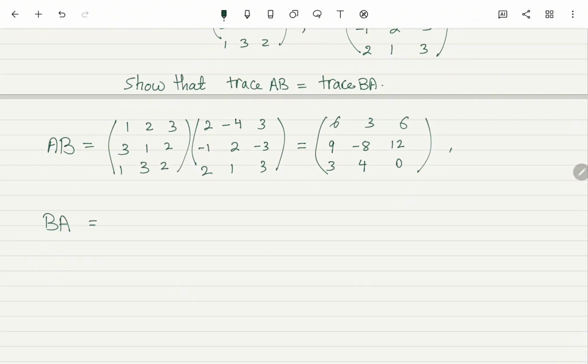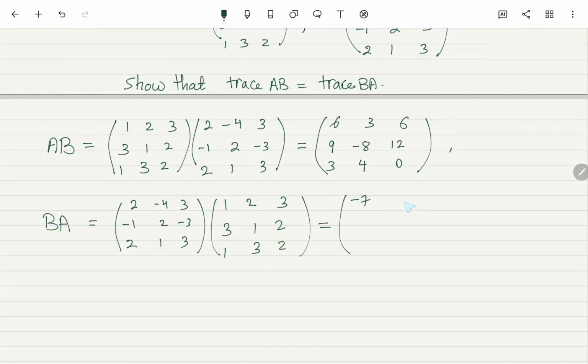Now let's find BA equal to, on this one here, [2, -4, 3; -1, 2, -3; 2, 1, 3] times [1, 2, 3; 3, 1, 2; 1, 3, 2]. This equal to [-7, 9, 4; 2, -9, -5; 8, 14, 14]. If we look at the AB matrix, it's different than the BA matrix.